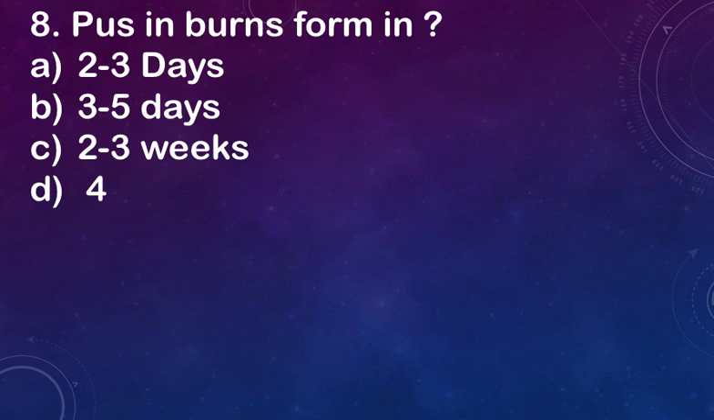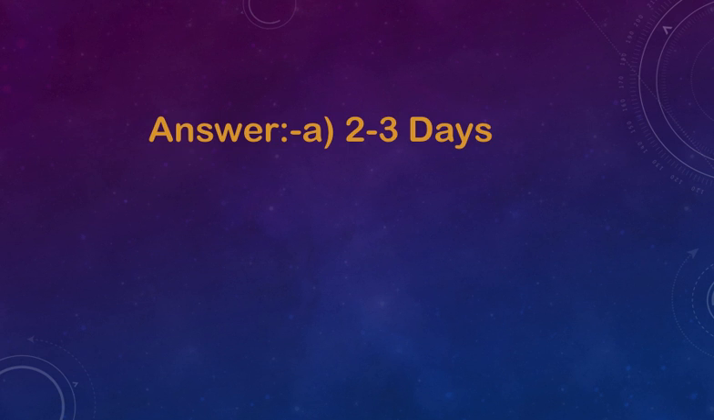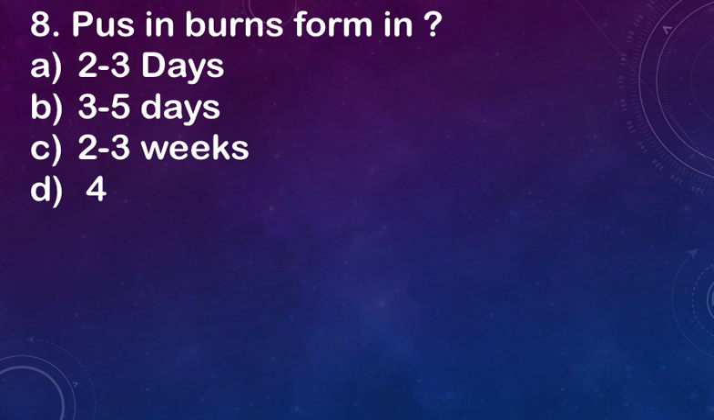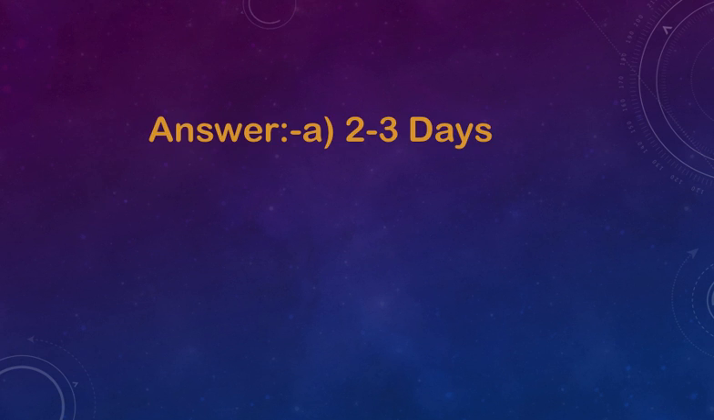Next question, question number 8. Pus in burn forms in. That means how many days after the burn pus can form. So option A, 2 to 3 days, B, 3 to 5 days, C, 2 to 3 weeks, and D, 4 weeks. Right answer is 2 to 3 days. So pus in burn forms in 2 to 3 days.